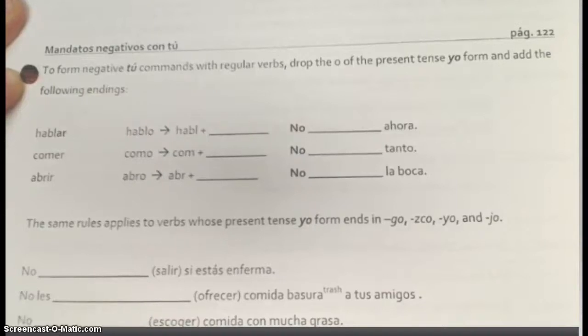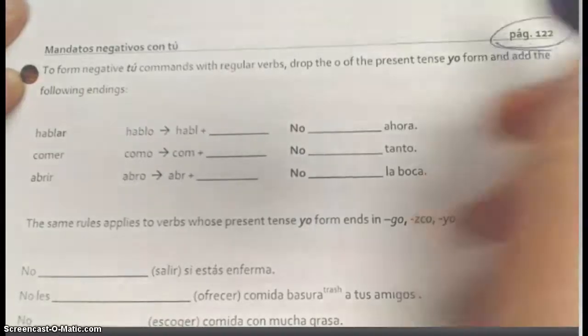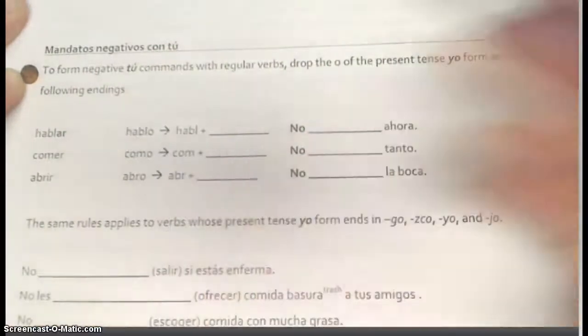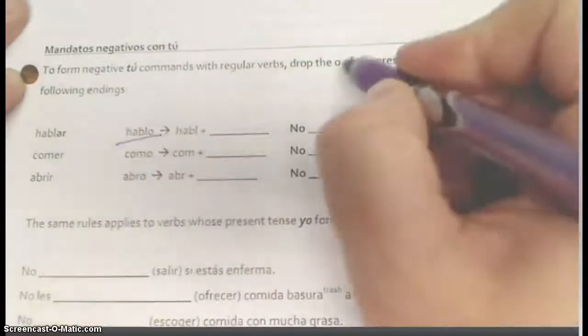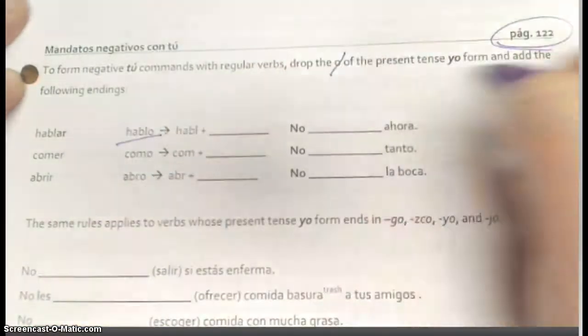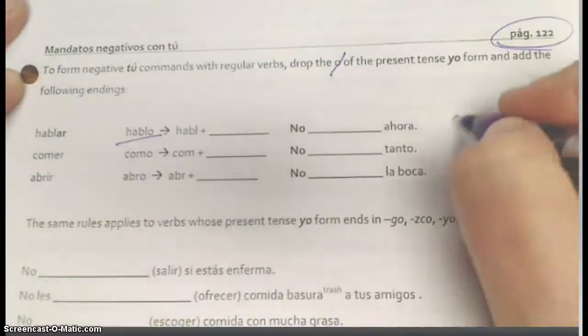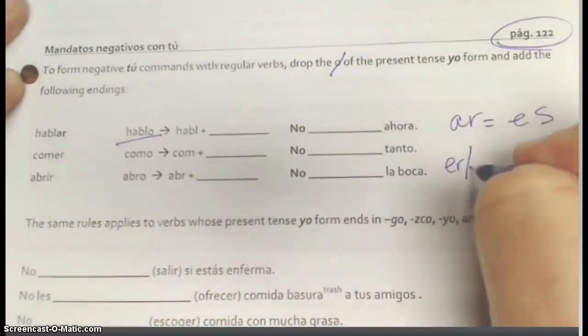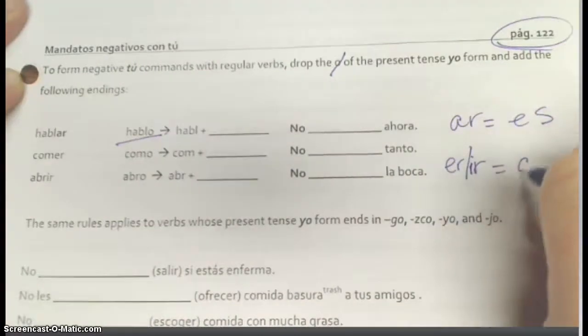All right, so we're on page 122 now, and we're doing tú commands. So what you're going to do is take the yo form, which would be hablo, remove the o, and then add the following endings. If it's an AR verb, you're going to add ES. If it's an ER or IR verb, you're going to add AS.